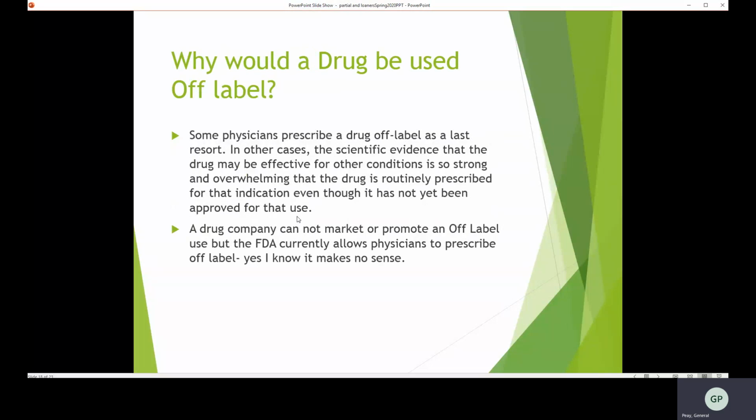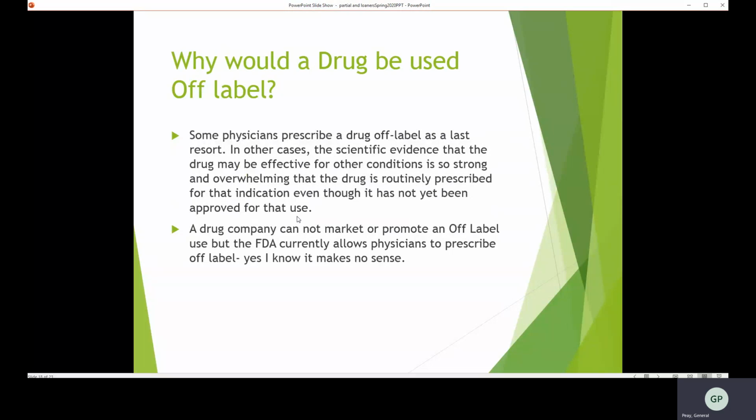And there's a lot of prescription medications like this. So some doctors prescribe a drug off-label as a last resort. In other cases, the scientific evidence that the drug may be effective for other conditions is so strong and overwhelming that the drug is routinely prescribed for that indication, even though it has not been approved for that use. And that goes back to the hydroxychloroquine. Since the effects of it with people with COVID was recovering, some doctors prescribe it, but it's off-label since it's not FDA approved for it.